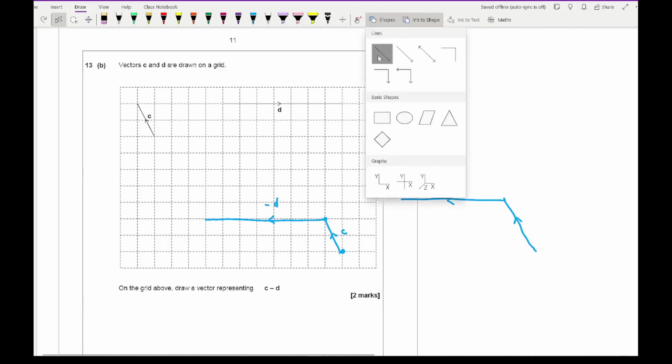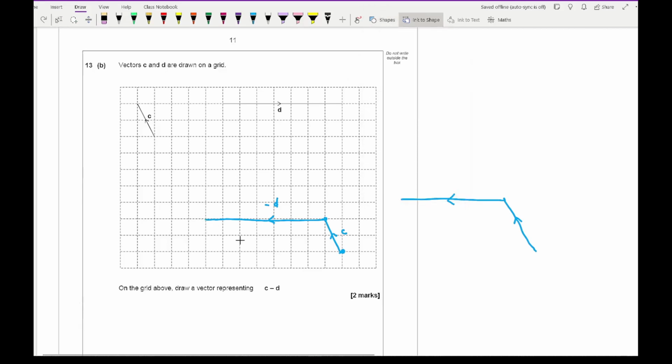And then the vector we actually need to draw is c minus d, and to do that what we need to do is draw a straight line going from this point to this point, which I'll try and do in a different colour. Let's just make sure that's straight, and let's just do that in red. So this vector here represents c minus d, and that orange or red line, whichever colour you're seeing, is the answer.